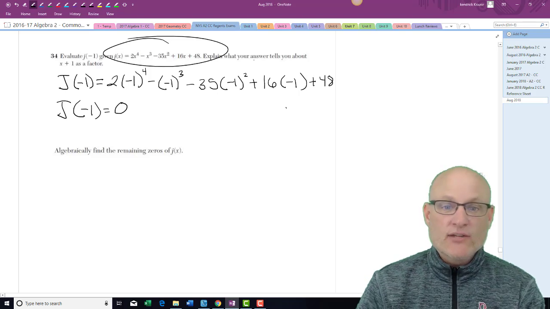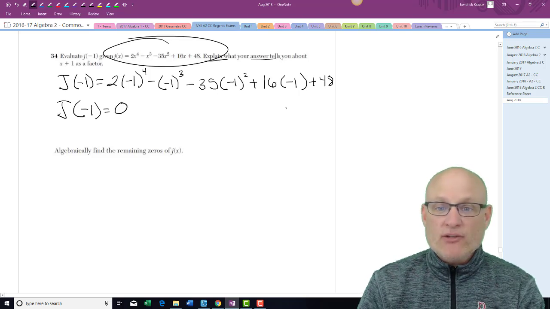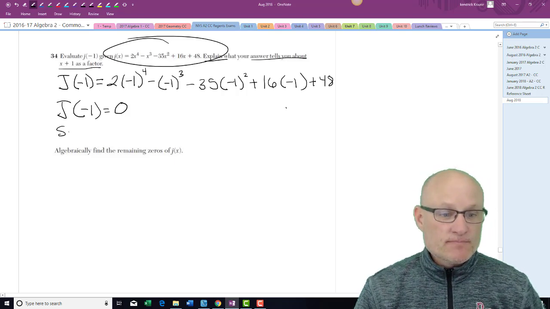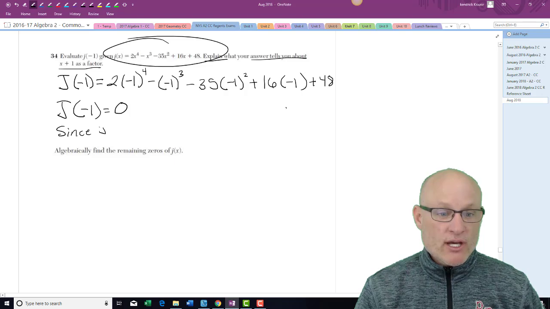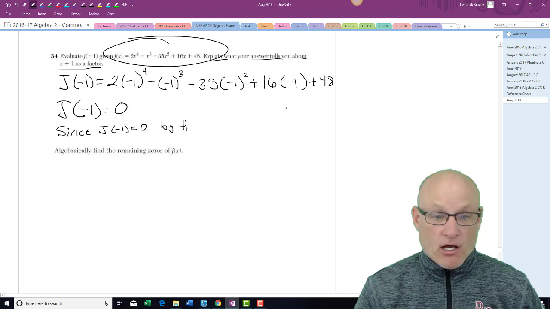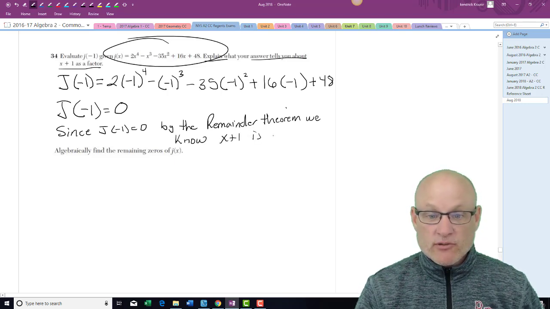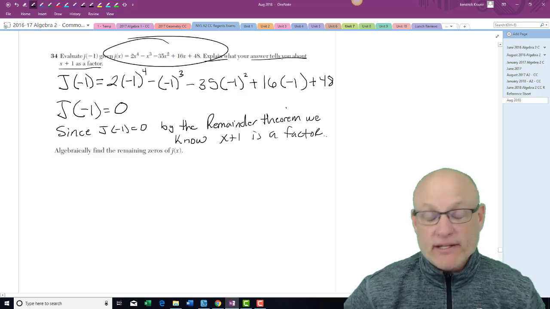So the question says, explain what your answer tells you about x plus 1 as a factor. So since j of negative 1 equals 0, by the remainder theorem, we know x plus 1 is a factor. By the way, this question is just dumb. Why would you ask that? But whatever, it is what it is.